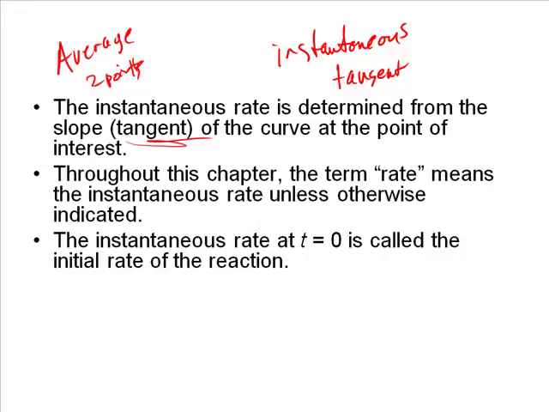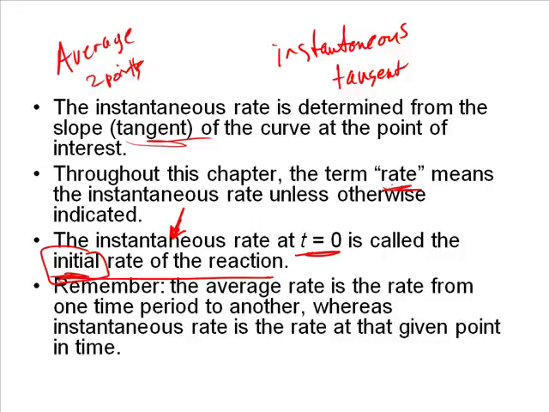Now when a reaction begins, we're at time 0, at the very beginning of the reaction, so we call that the initial rate of the reaction. When we refer to the initial rate, we're referring to the instantaneous initial rate. As it says right here, the term rate is going to mean the instantaneous rate unless we call it something else. The average rate is from one time period to another. The instantaneous rate is the rate at a given point in time, at that very instant.